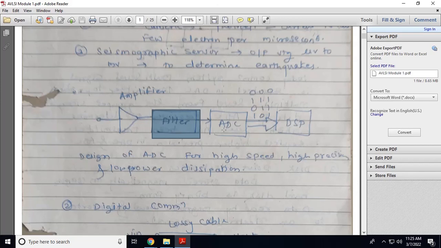Then you can convert that analog signal into a digital signal by using an ADC, that is an analog to digital converter. The output of the analog to digital converter is in digital form, which is given to the digital signal processor, that is the DSP. The design of the ADC for high speed conversion, high precision and low power dissipation is important. These are the requirements when you go for designing the analog to digital converter.